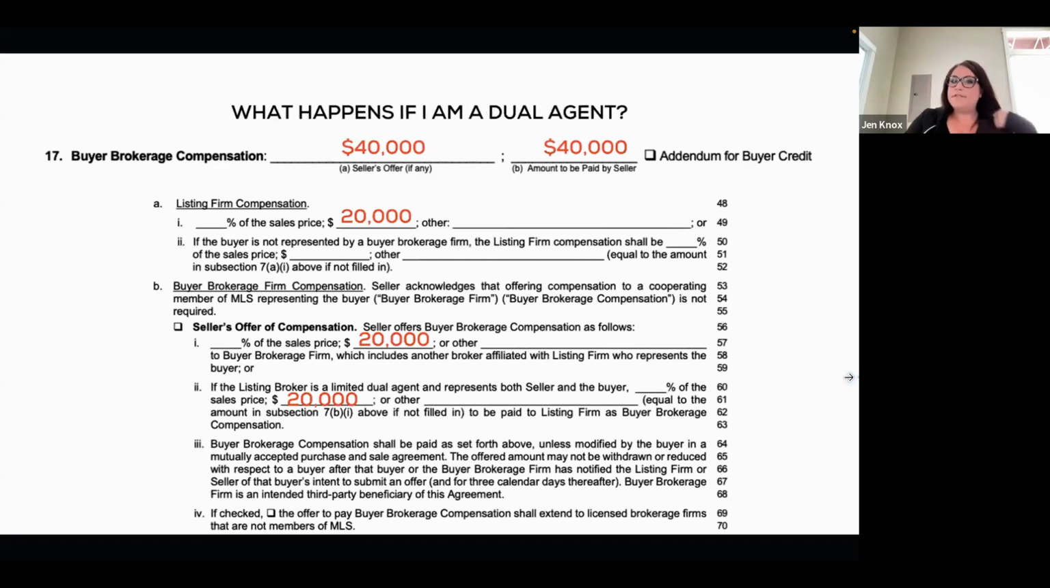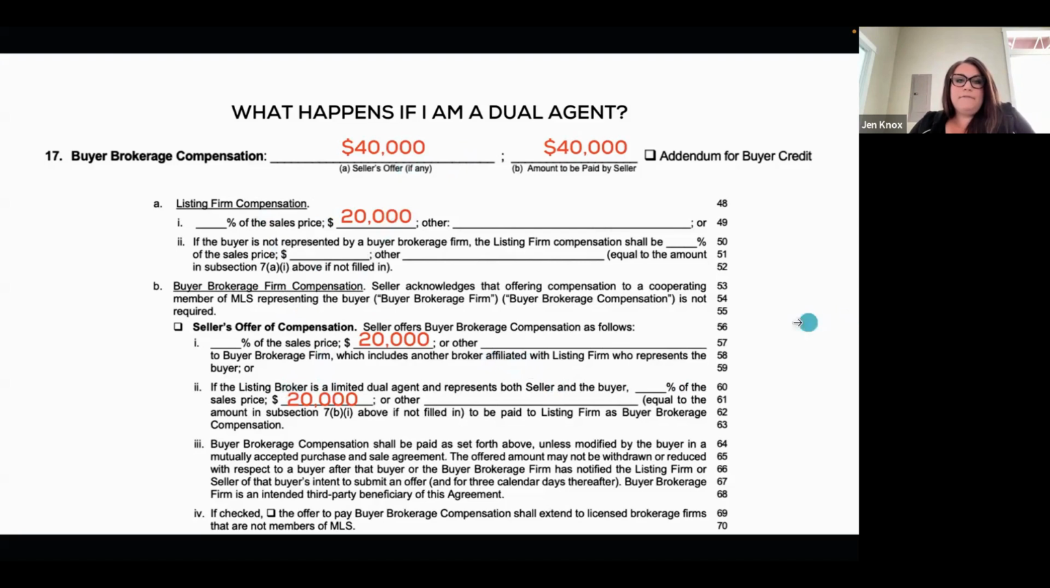I wanted to talk about what happens if you are a dual agent. So I pulled a listing agreement and my scenario is 20,000 for the list side, 20,000 for the buy side. If you are representing that dual agency, then your offer of compensation, because you are collecting that much money, is going to be $40,000. And in my example, we would be asking the seller to pay the $40,000. This is the only time that you're going to add in these two sections, is if the total offer of compensation to be paid for the purchase and sale agreement is for dual agency.